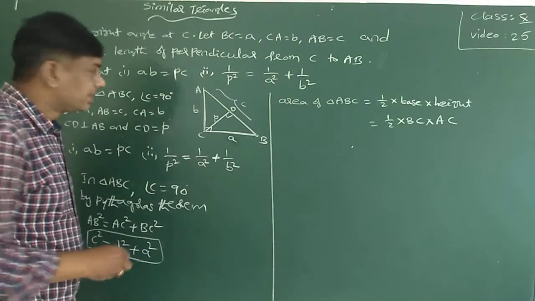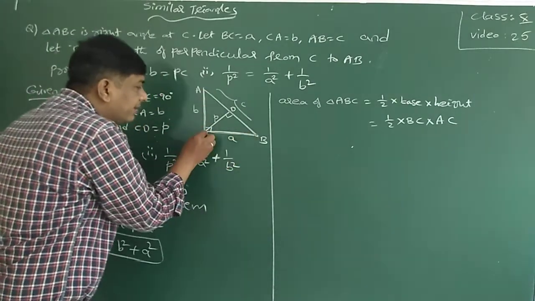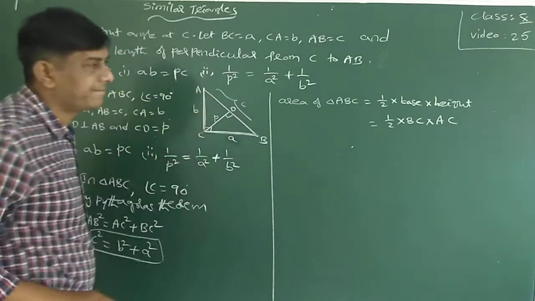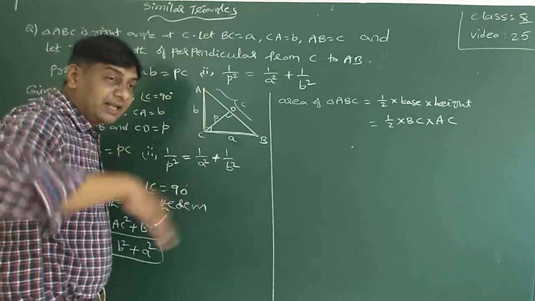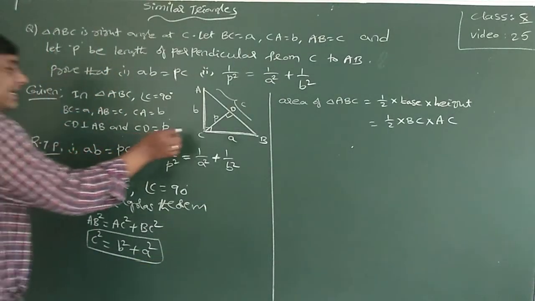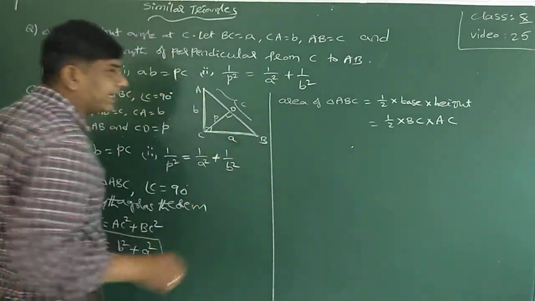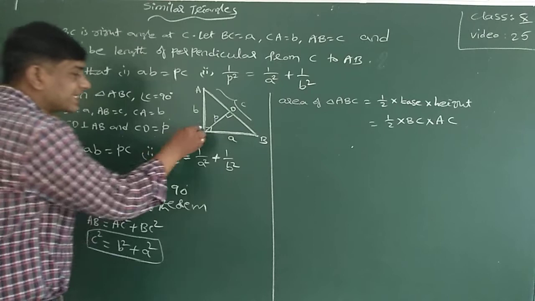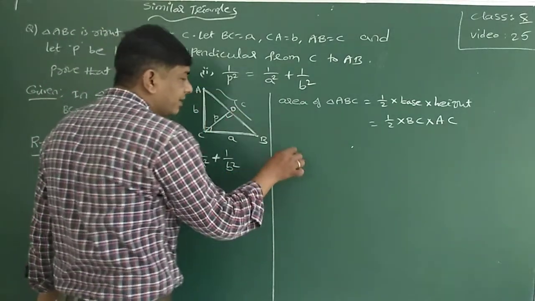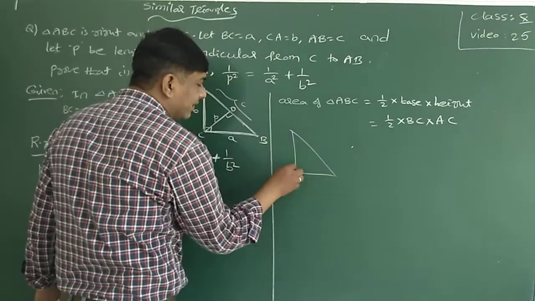Okay, if AC is perpendicular on BC, then BC is the base and the height is AC. In another way it is also possible here, because CD is also perpendicular on AB. CD is perpendicular on AB. From vertex C, one perpendicular line is drawn on AB. That means like this is there.